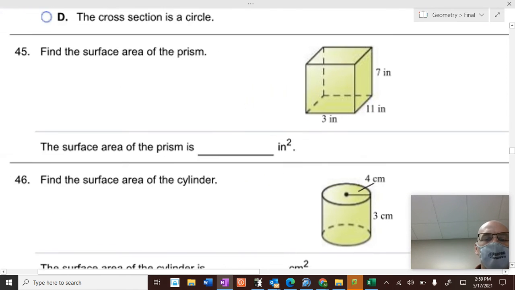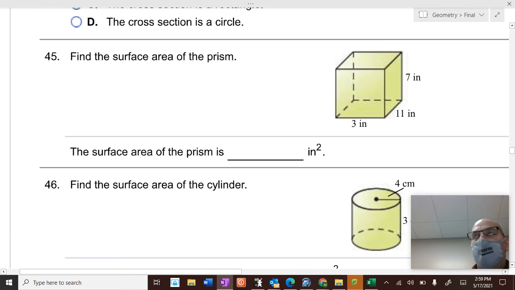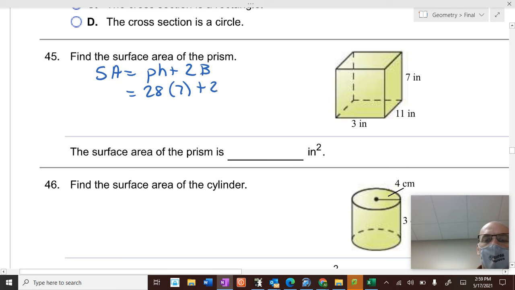All right, surface area of a prism. Okay, now we're to the next chapter. Chapter whatever it is, 12, I think. Surface area of a prism is the perimeter of the base times the height plus 2 times the area of the bases. Perimeter of the base is 28. The height is 7. The area of the bases is 33. So 28 times 7 is like 196. No, is it that much? Could be, yeah. And this is 66. So 262.